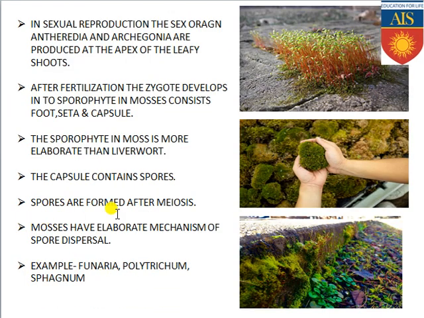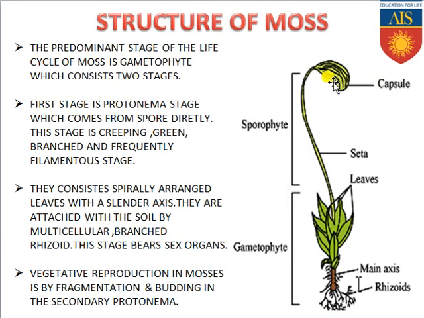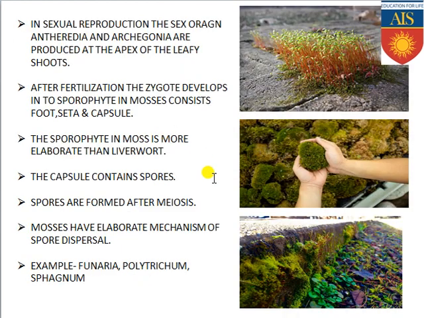Next, spores are formed after meiosis. So obviously within the spore sacs the spores will be present, and by meiosis cell division the spores will be produced, because the spore sac contains the diploid number of chromosomes, and spores will contain the haploid number of chromosomes. That's why mosses have an elaborate mechanism of spore dispersal. That means after formation of the spore there is also an elaborate mechanism present for the dispersal of the spore.